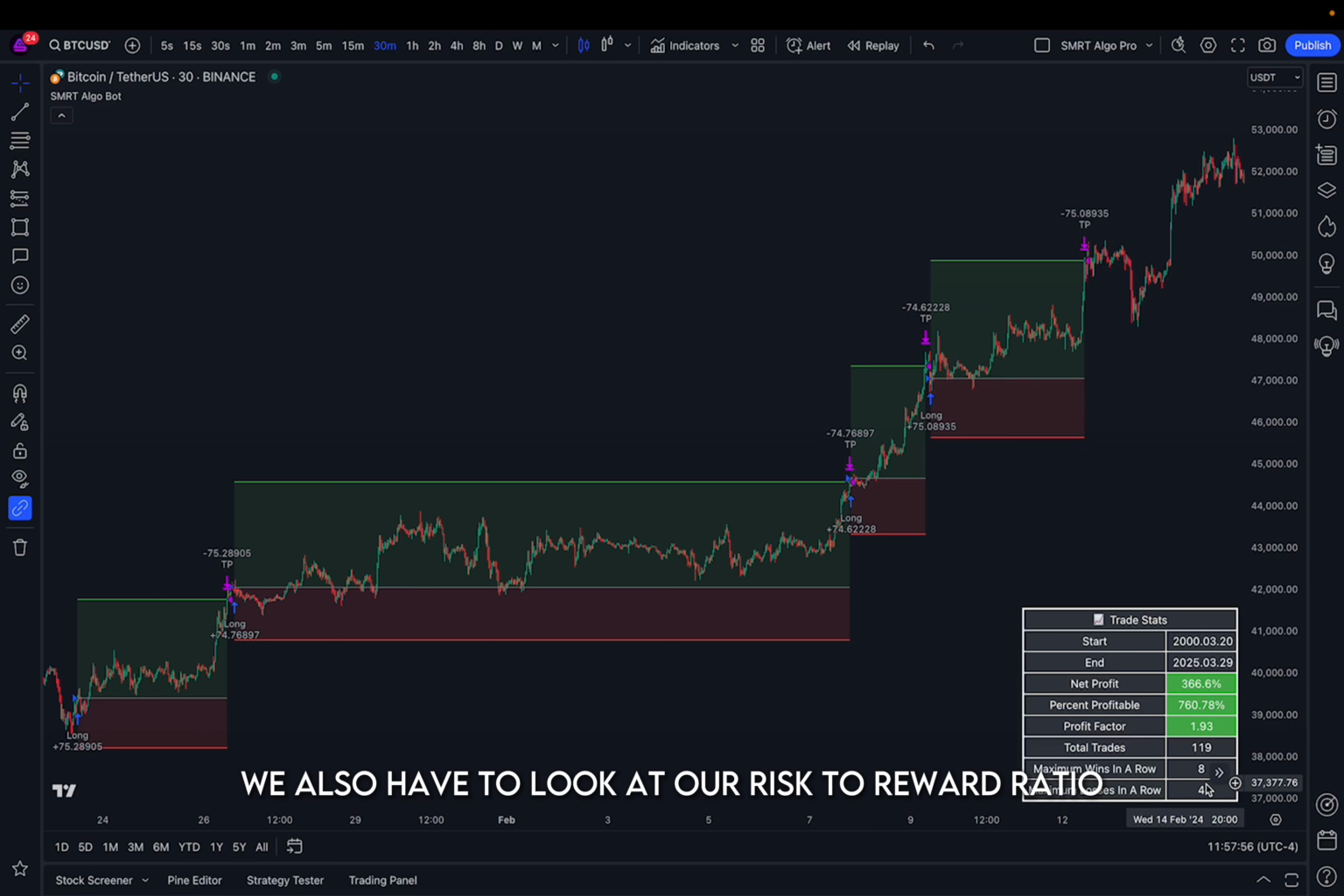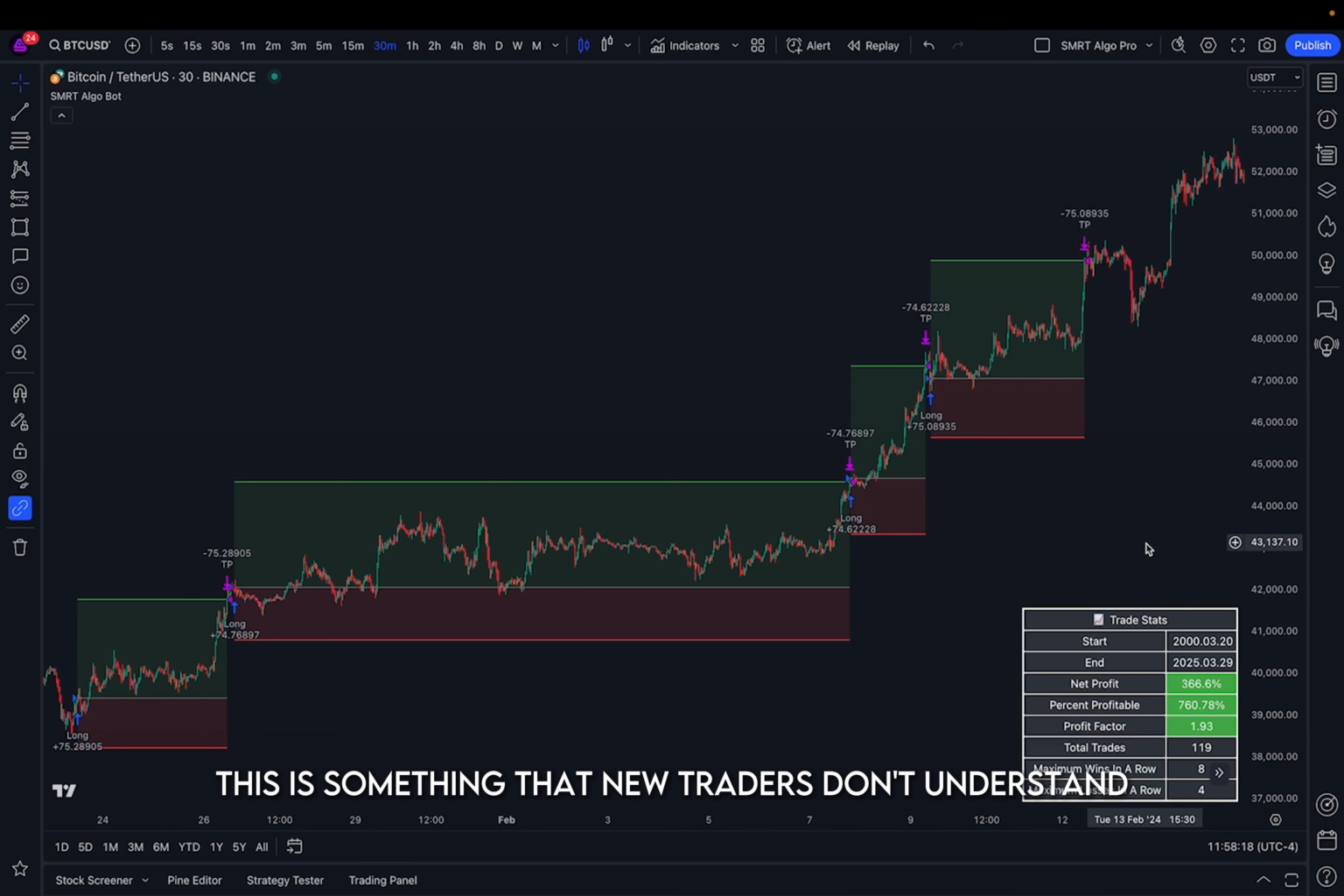Now this is perfectly fine because in trading we don't just look at the win rate, we also have to look at our risk to reward ratio. In this case, our risk to reward ratio is 1 to 2. So even if your win rate is less than 50%, you will still profit in the long term. This is something that new traders don't understand, is the balance between win rate and risk to reward ratio.